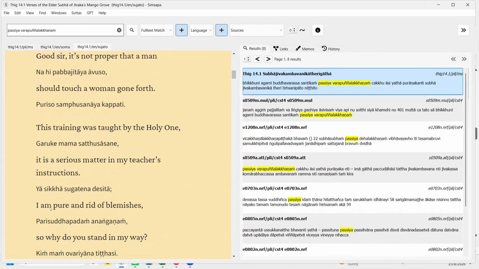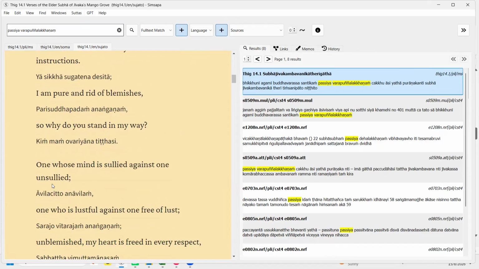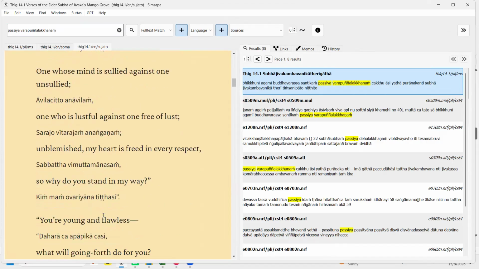Then I am pure and rid of blemishes. Parisuddha means pure. Anangama means okay. Then here, one whose mind is not snared. Then after that, the one who, so where is the line? I go to the line.